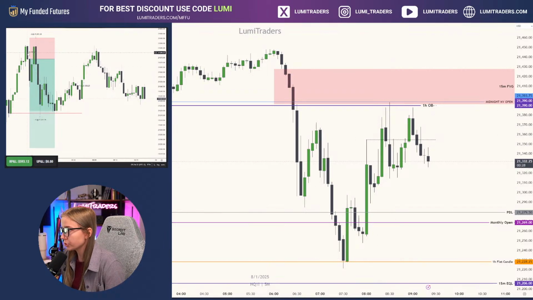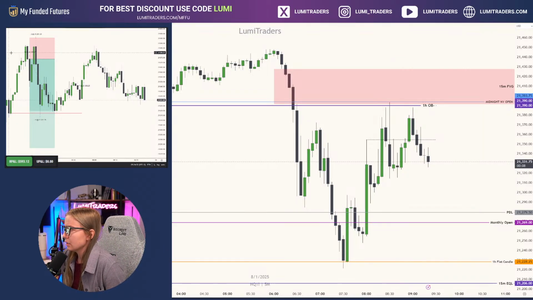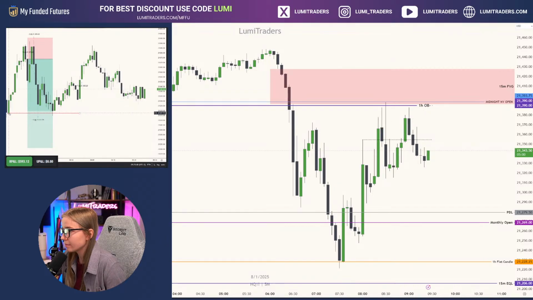So basically, I entered right here once we took this buy side liquidity with 10 micros. And once we took 1 hour OB, I added 2 micros. My initial stop loss was slightly above New York midnight open. Since I anticipated getting this reaction, I was about to be stopped out, but it's okay. I was looking at partial at these equal lows, which were body equal lows. And my final target was the test of previous day low level. Unfortunately, stopped out, which is fine.